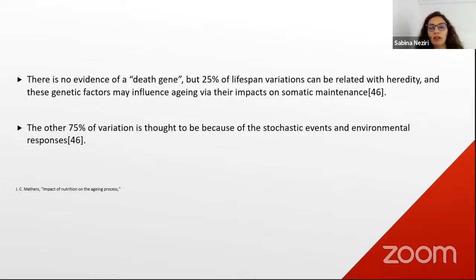Only 25% of our lifespan can be related with heredity, and the remaining 75% is related with stochastic events. For example, the lifestyle, the environment a person lives in, etc.